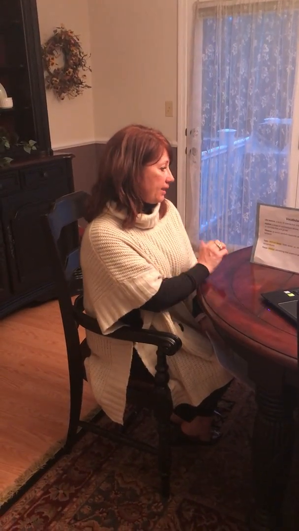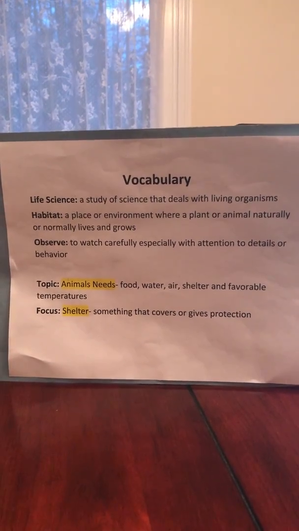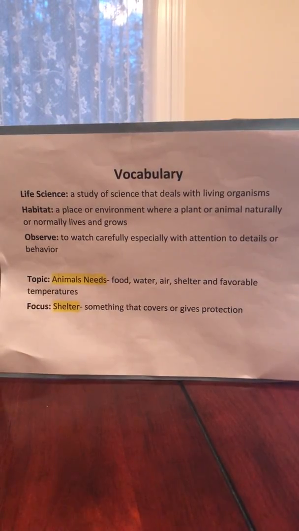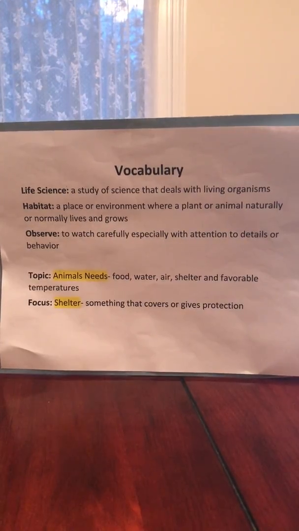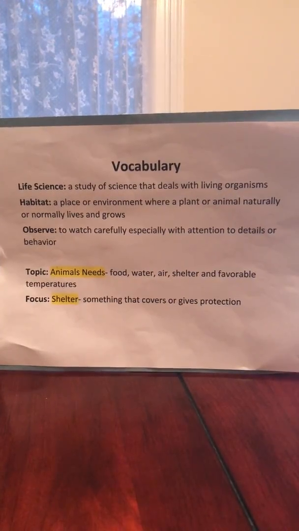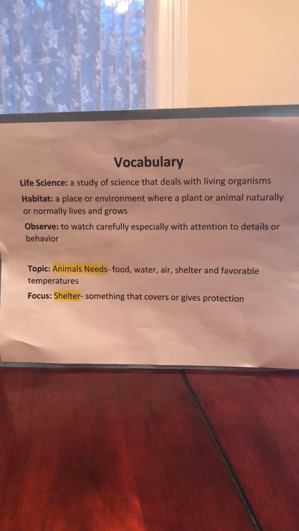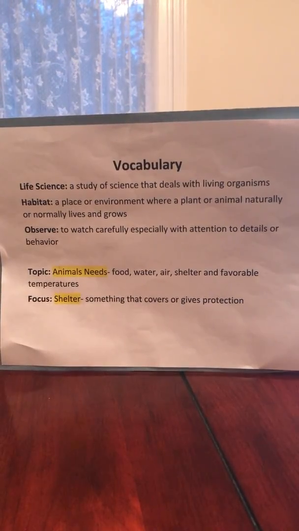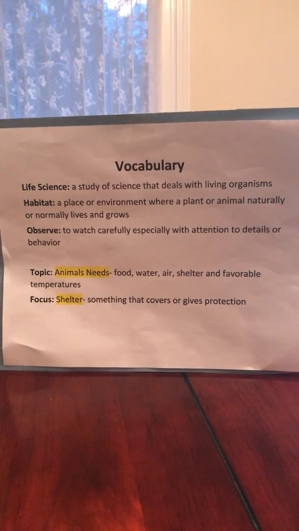So I would like you to take a look at the vocabulary as we move forward into this lesson and give you a little background. First of all, let's take a look at life science and what that actually means. It's a study of science that deals with living organisms. A habitat, which is another word, is a place or an environment where a plant or animal naturally or normally lives and grows. And here's the word from the scientific method, which is observe, that I want you to focus in on. To watch carefully, especially with attention to details or behavior.